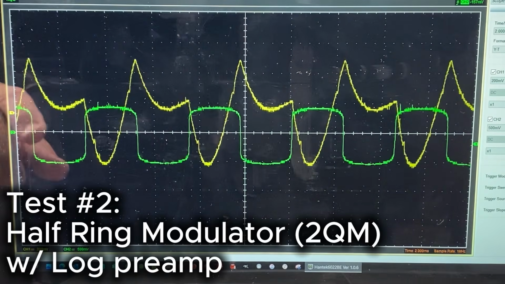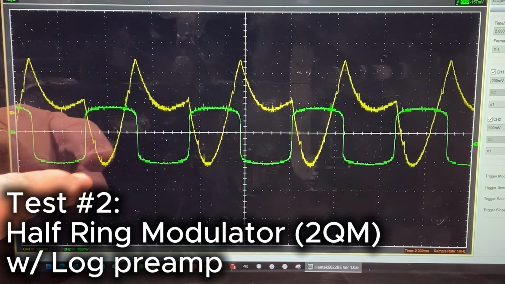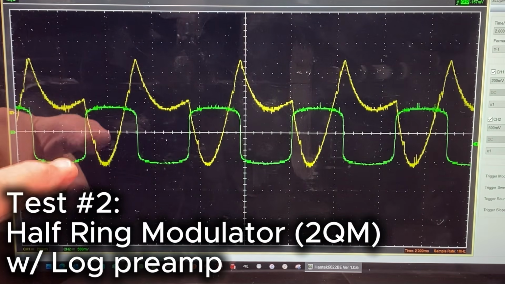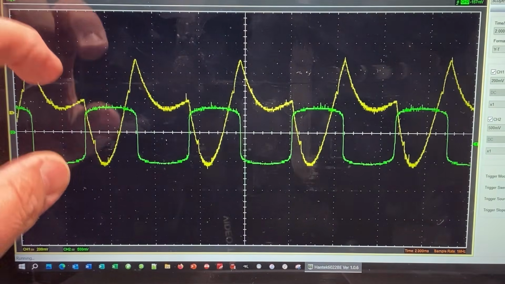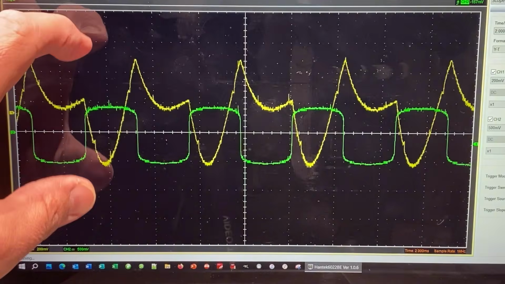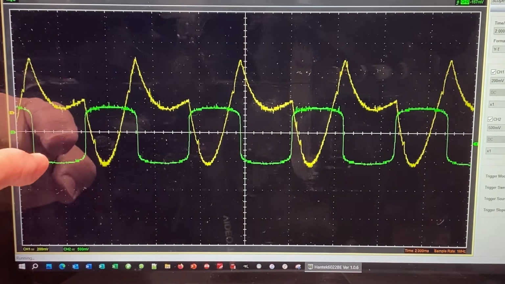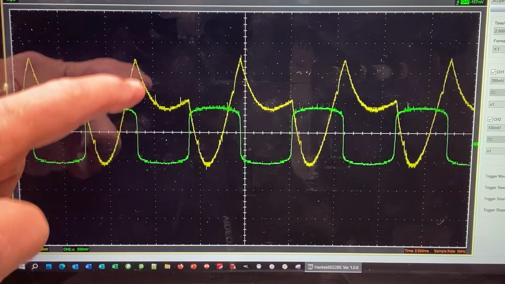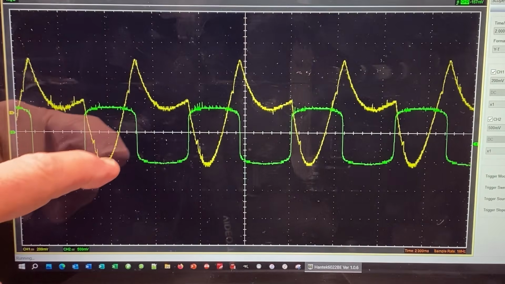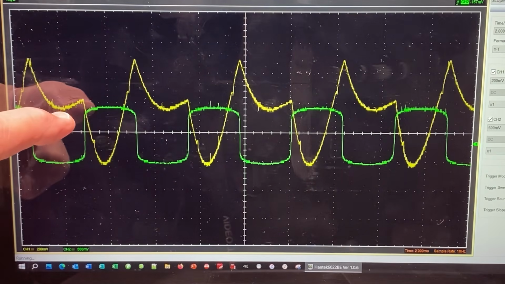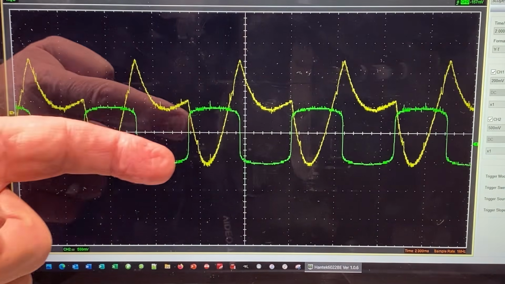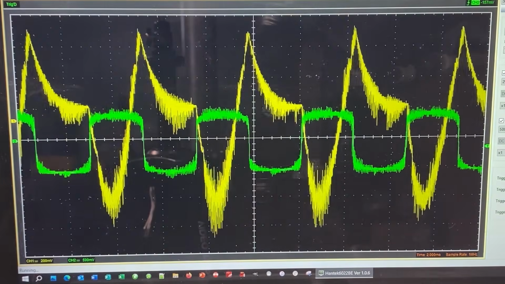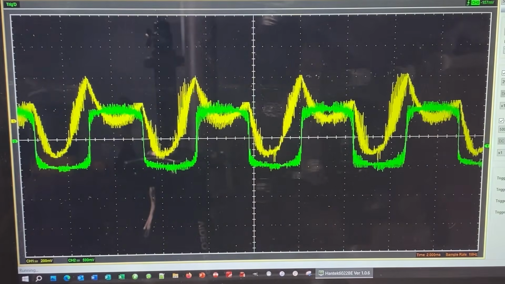Okay, so now my input is going to the log amplifier. You can see that it's much more squared off. It's like it's being compressed, and it doesn't look as much like a sine wave again. Now, I'm better behaved in this lower portion of the output signal, but the output itself looks like it's gotten squared off. Okay, so that's my DC offset.